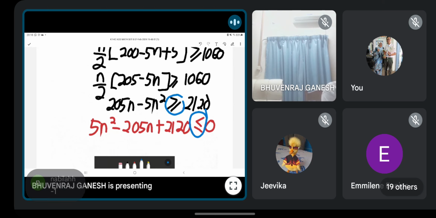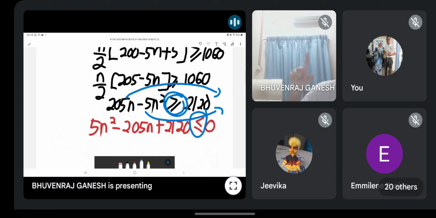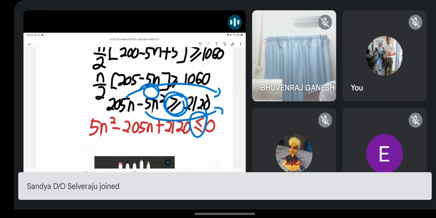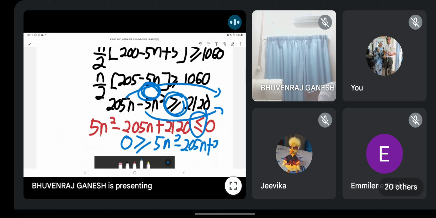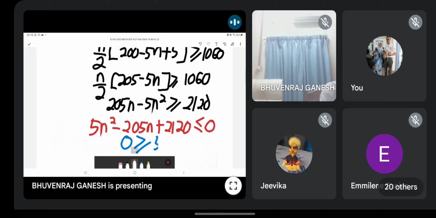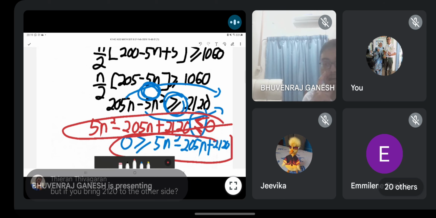Don't know. So basically, I shift all the terms kat sini. Okay, I pindah all to right hand side. So now, if you refer to this symbol, it is less than or equal to 0. 0 is over here. So 0 is greater than or equal to 5n square minus 205n plus 2120. So now, kalau saya nak tulis macam ni, it will become less than or equal to 0. Can you see guys? You compare these two and see. Okay, that's why saya tukar symbol.